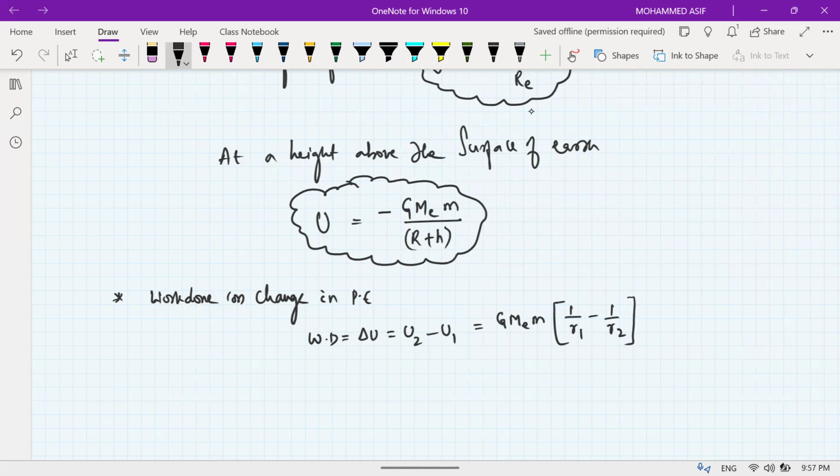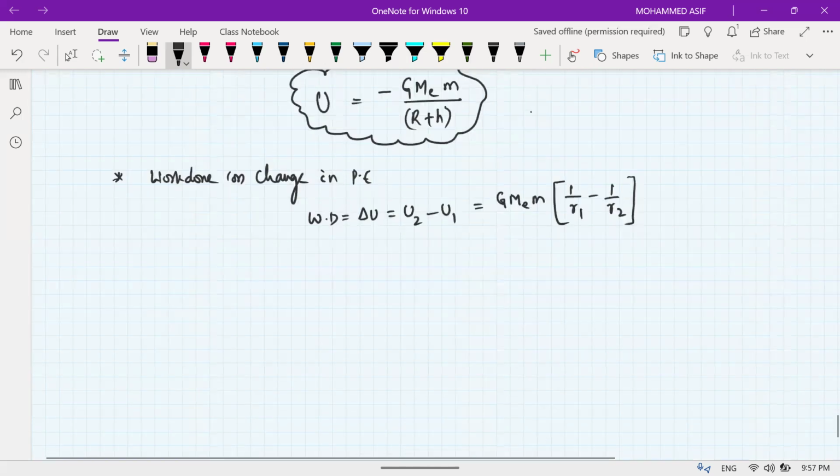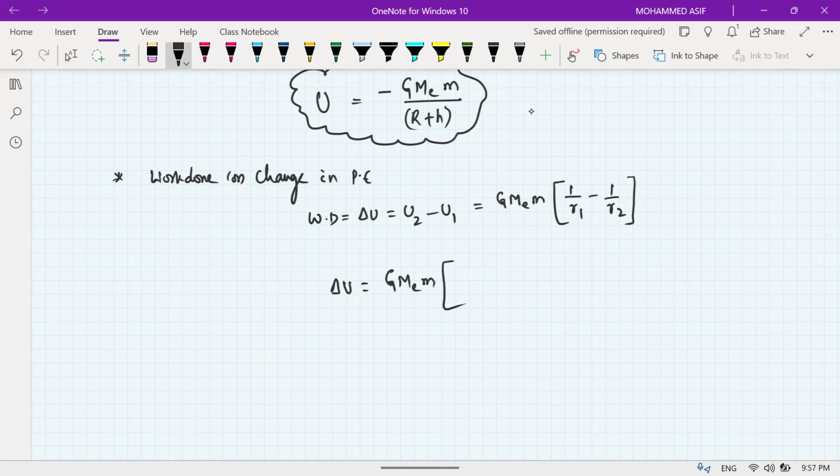I am removing the minus sign. That is the reason I am directly writing the formula. Change in potential energy is given by the formula capital G, mass of the earth, small m, mass of the object, into 1 by R1 minus 1 by R2. So this will be the work done in moving an object from one point to another point. Clear?